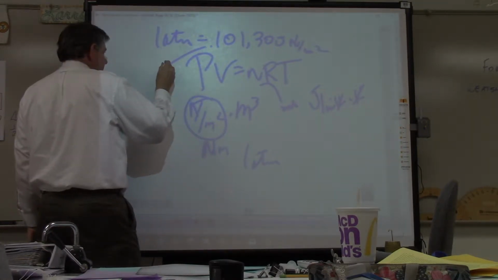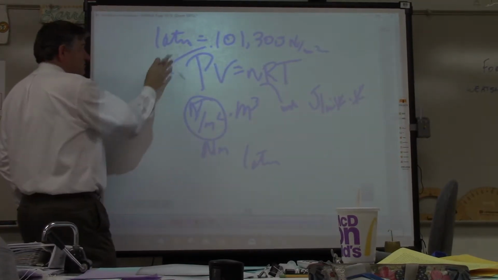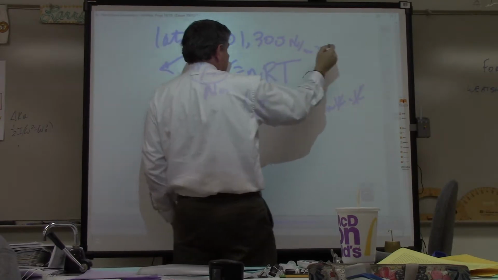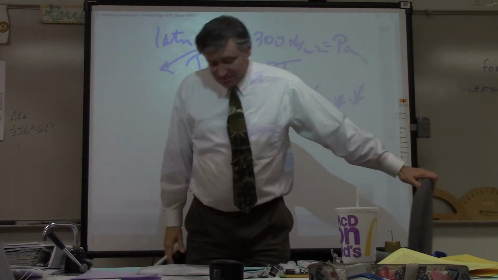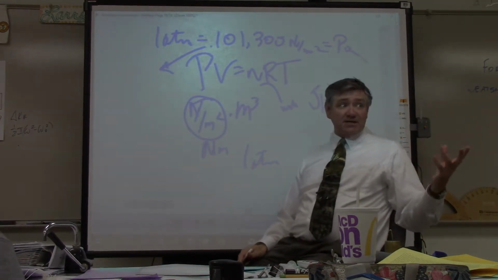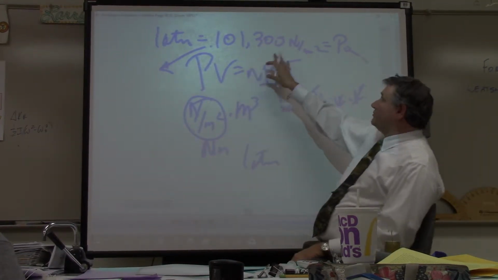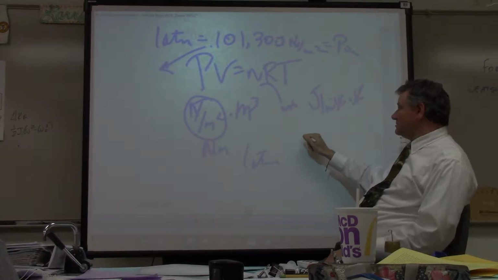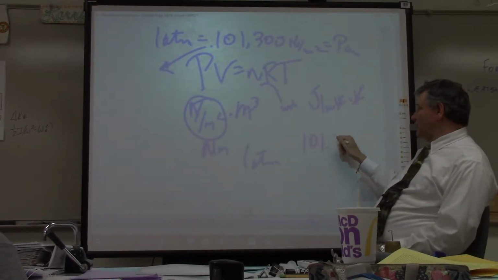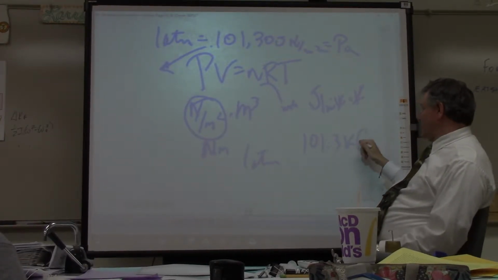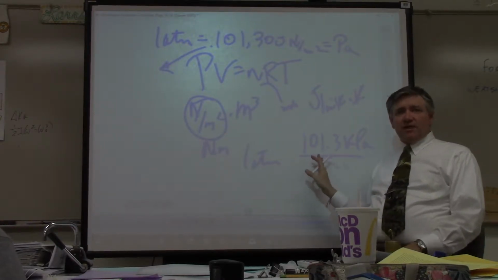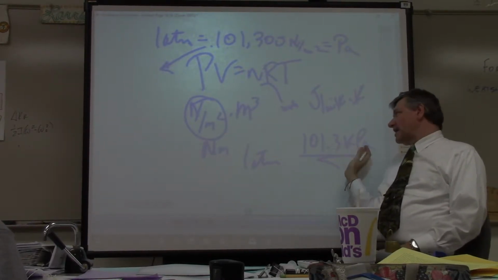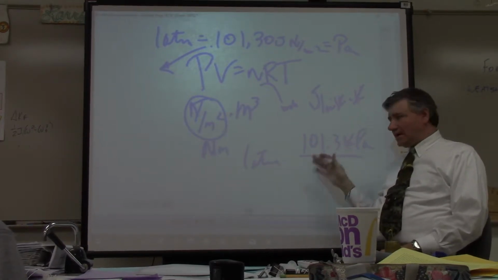Now, this is one atmosphere, which is newtons per square meter, which is the same as pascals. A lot of times you'll see it written as kilopascals. So 101,300 pascals is 101.3 kilopascals, okay? So this is how you see this written a lot as well, just because it saves you from writing out the numbers.